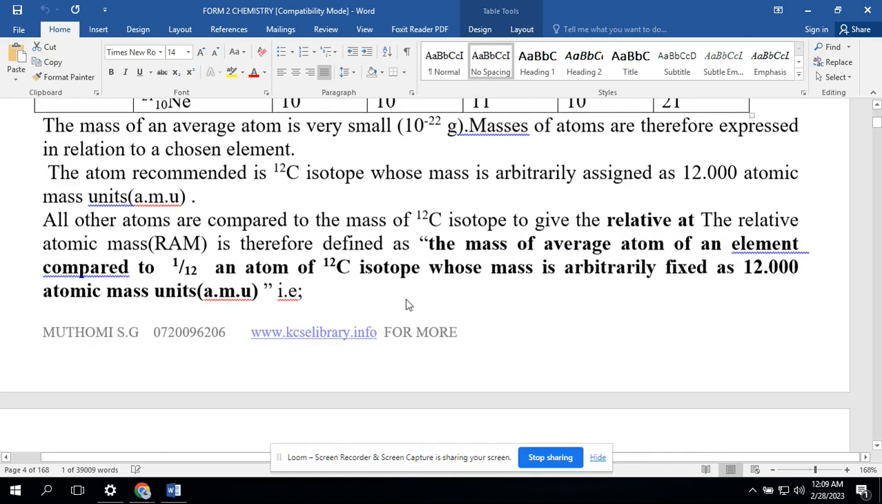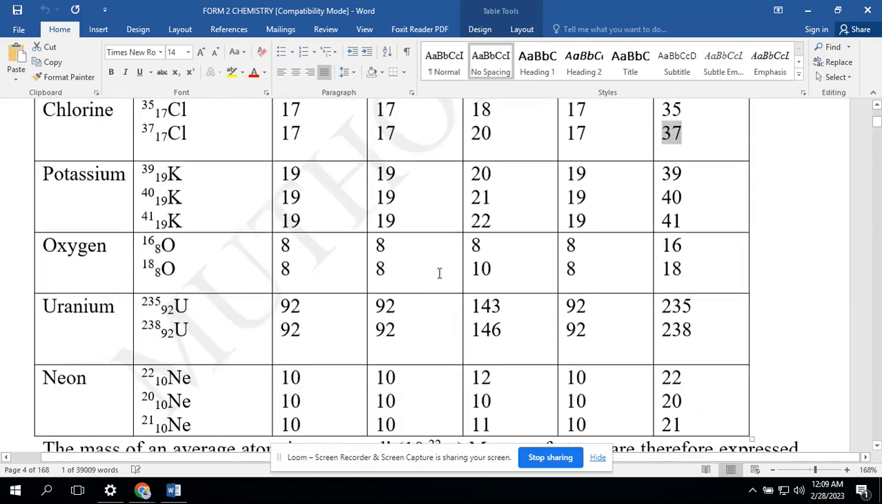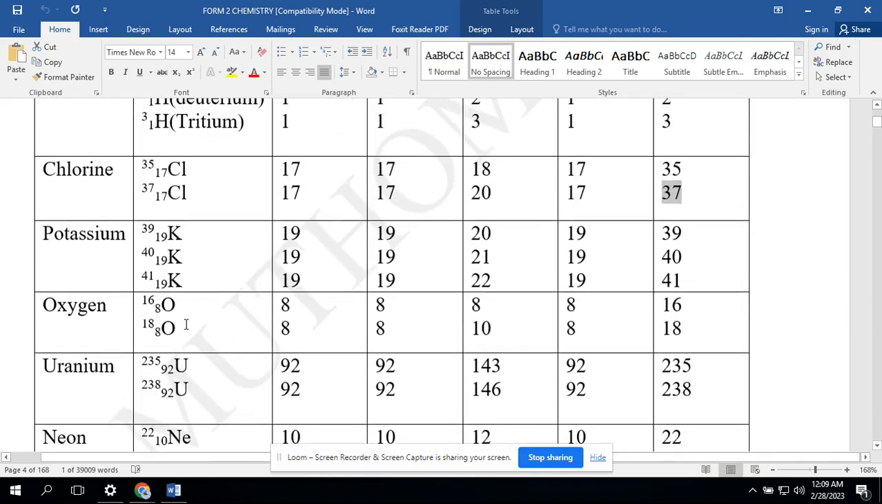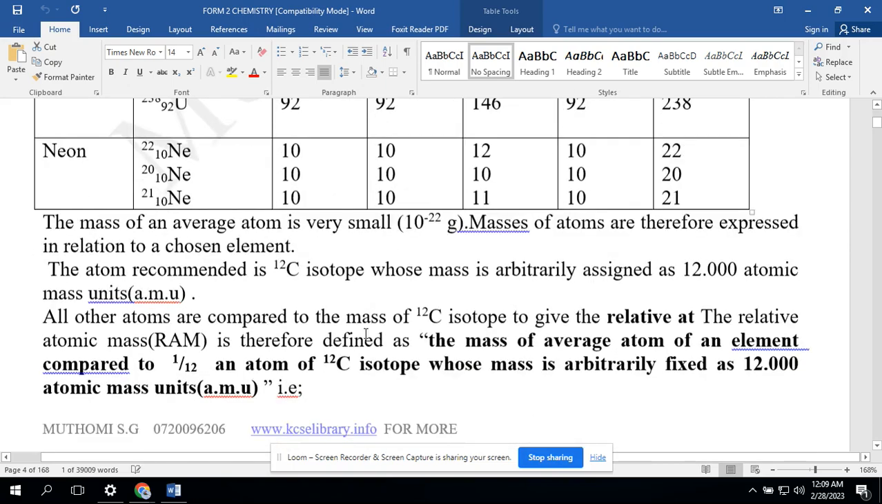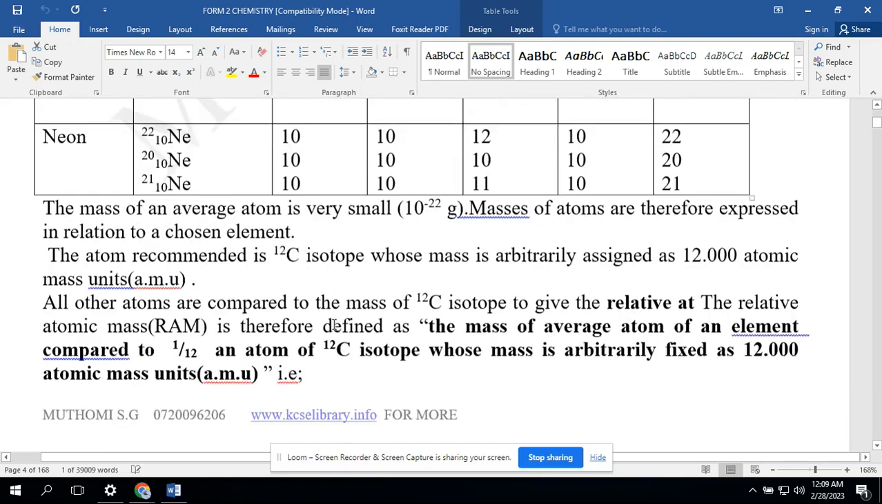So class, don't be confused by finding out the mass numbers of each and every element. At the end of this, I will take maybe a screenshot of this, then I will send you those notes.